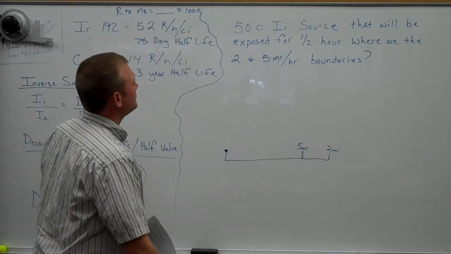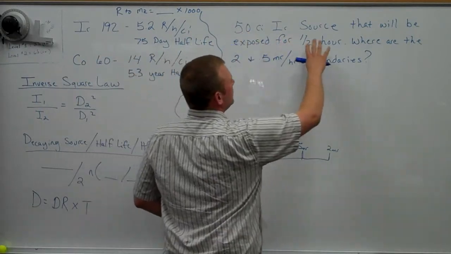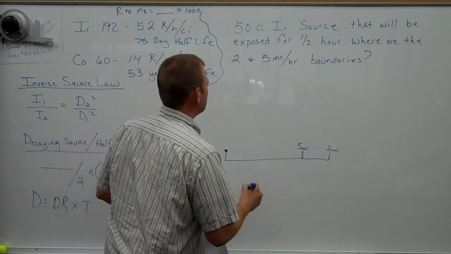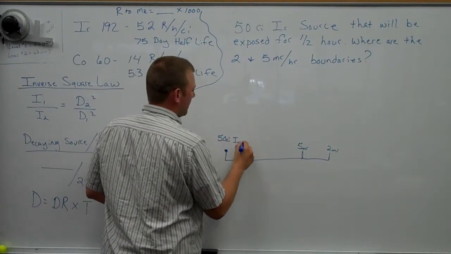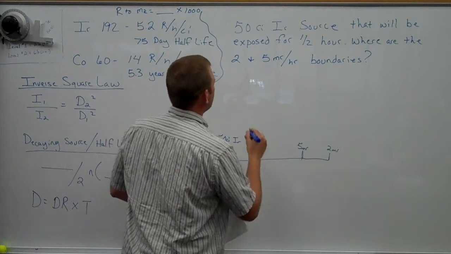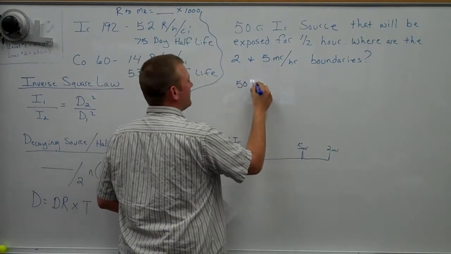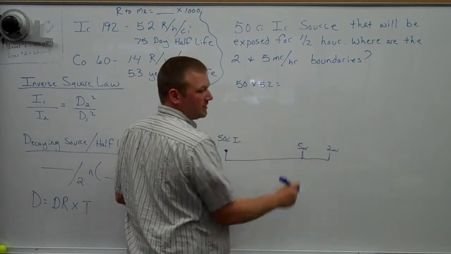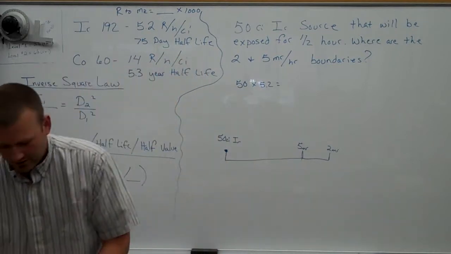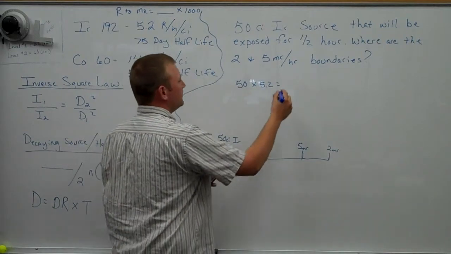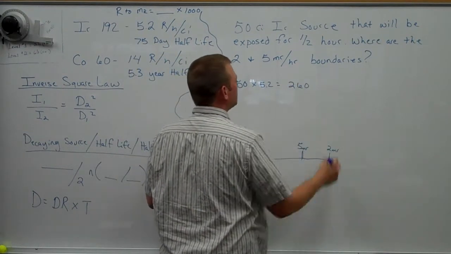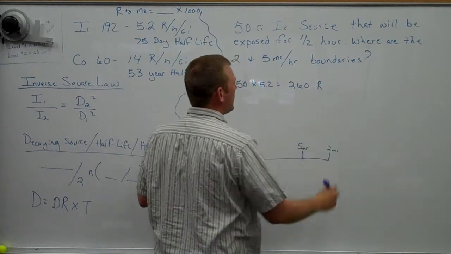So, let's just do that. We've got a 50 curie source. We don't have any time. So, using this picture here, we've got 50 curies of iridium. We want to know distance and distance. So, 50 times 5.2 is going to equal something. Okay? Grab your handy dandy little calculator and you can do this with me. 50 times 5.2. That brings us to about 260, and that is Rankins.